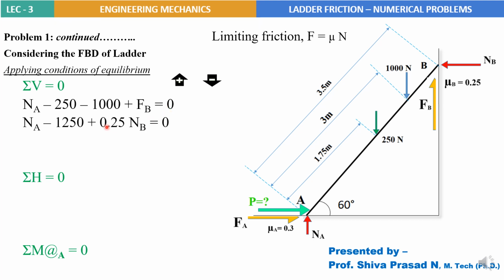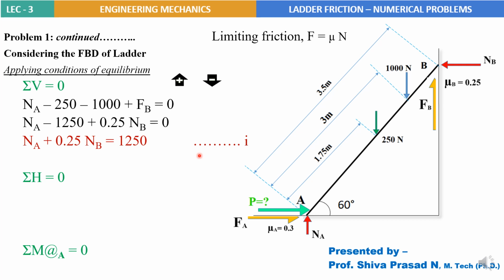Then on substituting the value of FB as 0.25 times NB. What is 0.25? The coefficient of friction mu B equal to 0.25 multiplied by the normal reaction NB. So 0.25 NB we are writing in place of FB. On further simplifying this equation, we get NA plus 0.25 NB equal to 1250. Let's call it equation number 1.